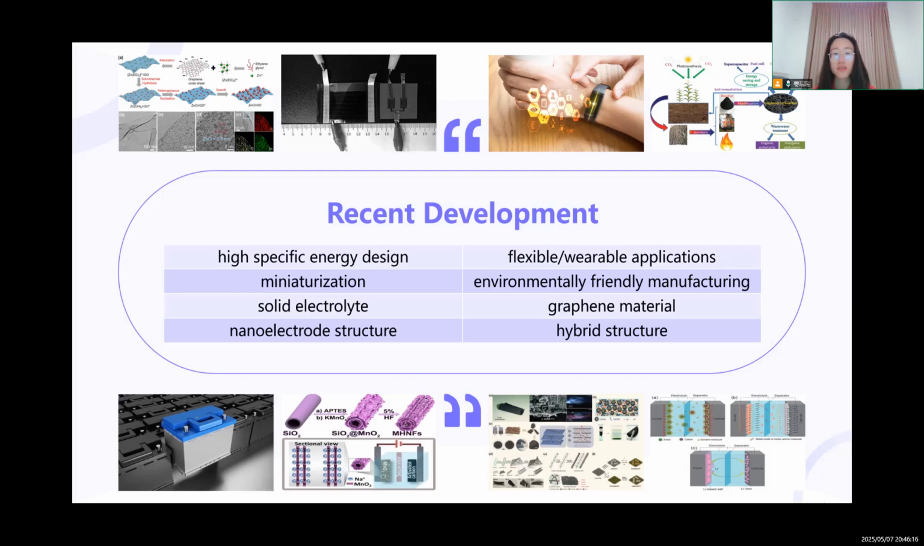optoelectronic products, and then is graphene material. High electrical conductivity and large specific surface area have enhanced energy density and charging and discharging speed. And then is nanoelectrode structure. Structures such as nanowires and nanotubes have improved the surface area and capacitance performance. And the last is hybrid structure. The integration of batteries and capacitors enhances energy density and cycle life.